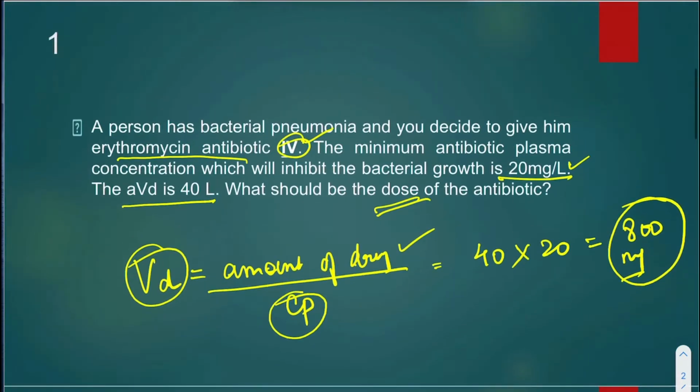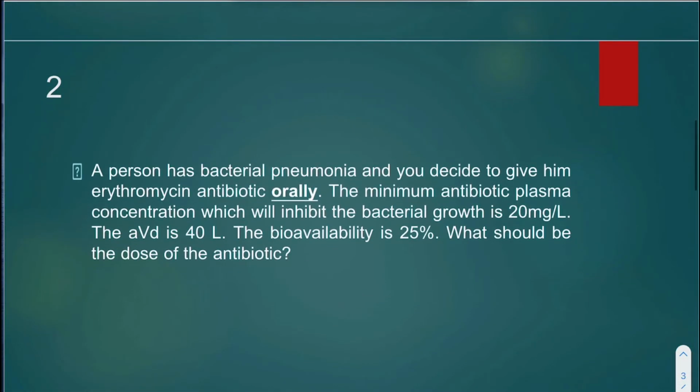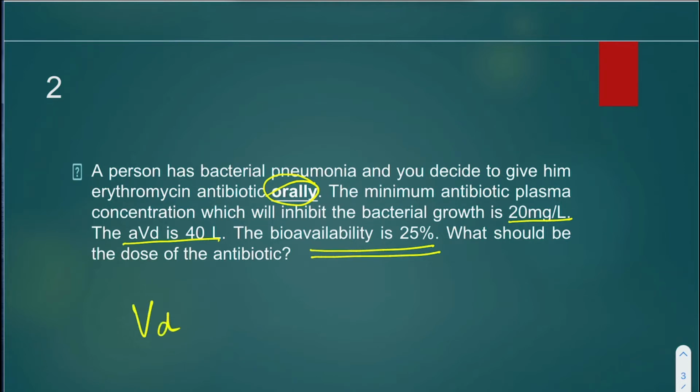It's the same as this one, but the only difference is that here we are giving the erythromycin antibiotic orally, whereas there it was IV. Again the plasma concentration is the same, and the apparent volume of distribution is 40 liters. But because this is given orally, the bioavailability factor also comes in, that is 25%. So how will we now find the dose? Again we have to apply the same formula: volume of distribution equals the amount of drug divided by plasma concentration.